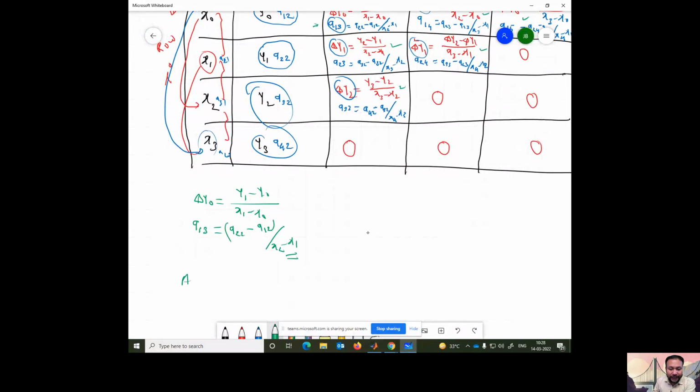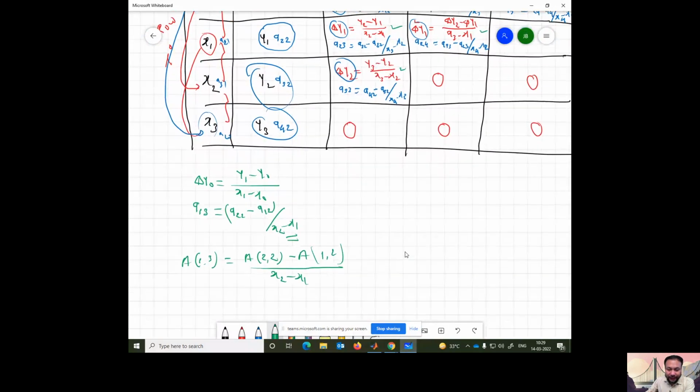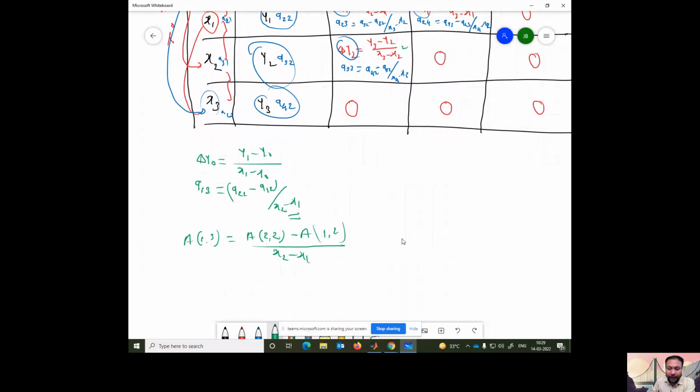In terms of matrix form, I can write this. I am not writing I comma k. First, let us write whatever it has. a 1 comma 3 is equal to a 2 comma 2 minus a 1 comma 2 divided by this, as it is. Okay. Now let us try to understand how it is behaving.